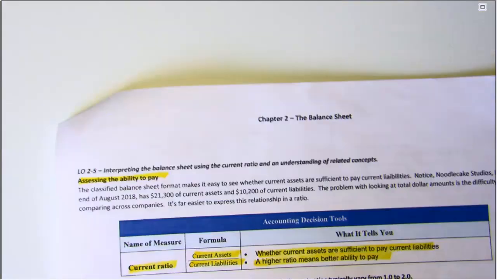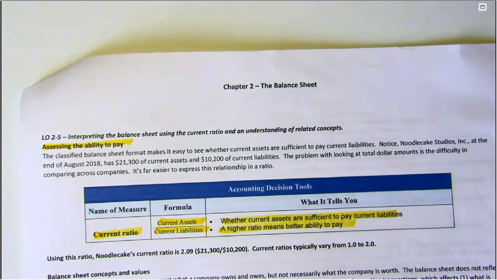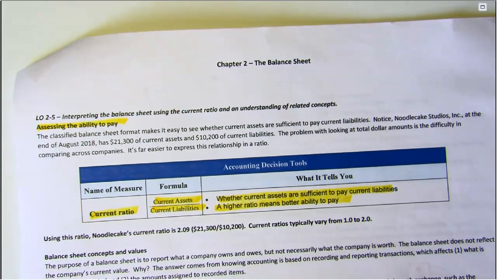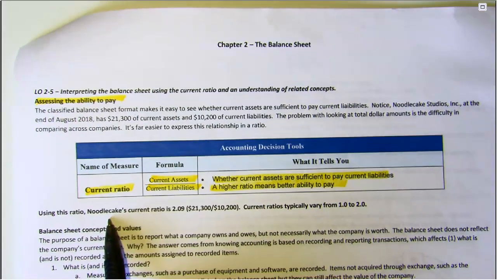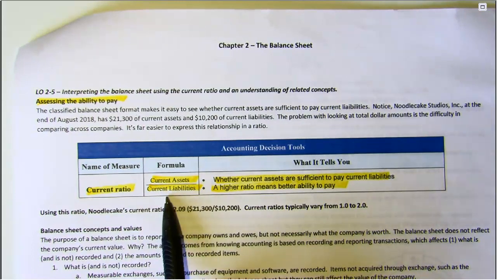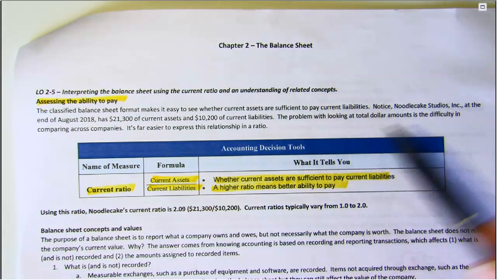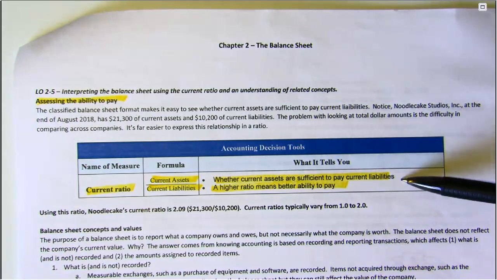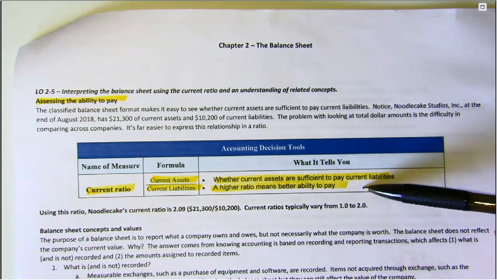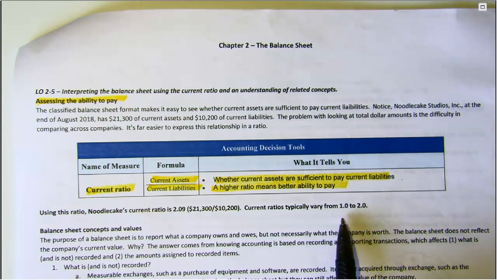So we're now in Learning Outcome 2-5, interpreting the balance sheet using the current ratio. Okay, so here is our current ratio. We take our total current assets in dollars and divide by our current liabilities. This tells us whether there are sufficient current assets to pay current liabilities, and the higher the ratio, the better the ability to pay. Current ratios typically vary from 1.0 to 2.0. So let's prepare that classified balance sheet for Spotlighter Inc. And then we'll calculate a current ratio as well.